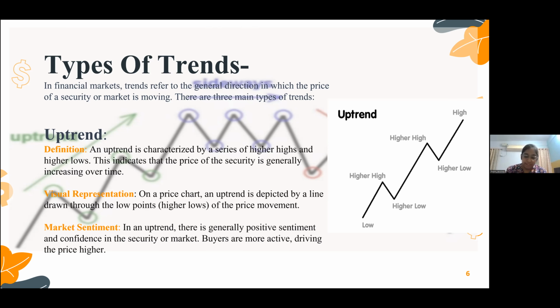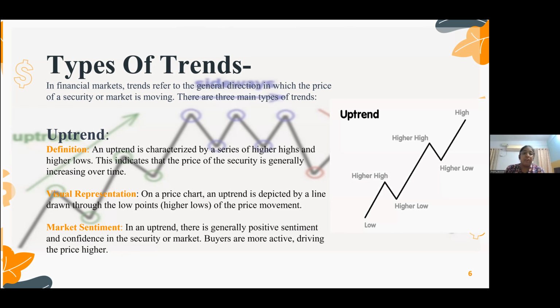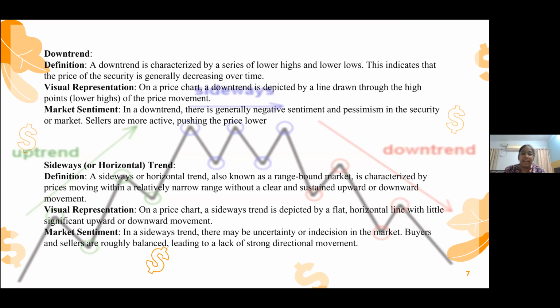indicating a downtrend. Now, what is a downtrend? A downtrend is characterized by a series of lower highs and lower lows. Here in this image on the back side, we can see a downtrend with lower highs and lower lows. The lower lows are shown by this, whereas the higher points are shown by these points. These indicate the price of the security is generally decreasing over time. One can see on this price plot also that the price is decreasing over time.